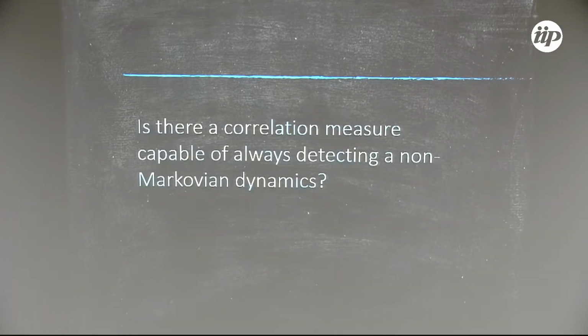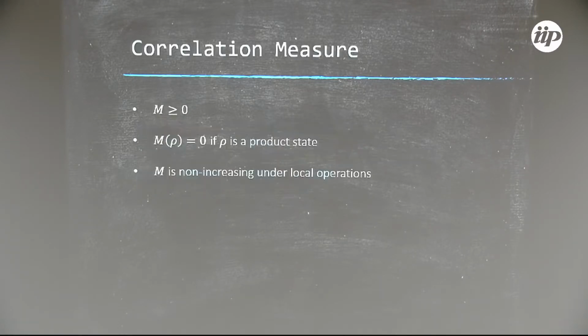And another thing that I still had in my mind is, okay, this is the guessing probability, but thinking about really exploring non-Markovian dynamics for some quantum information processing, and considering that we are always talking about entanglement or some type of correlation, I was asking myself, is there a correlation measure capable of always detecting a non-Markovian dynamics? And, yes, but it's also not a very trivial correlation measure. Anyway, we were searching for a quantity that could satisfy these three conditions here.